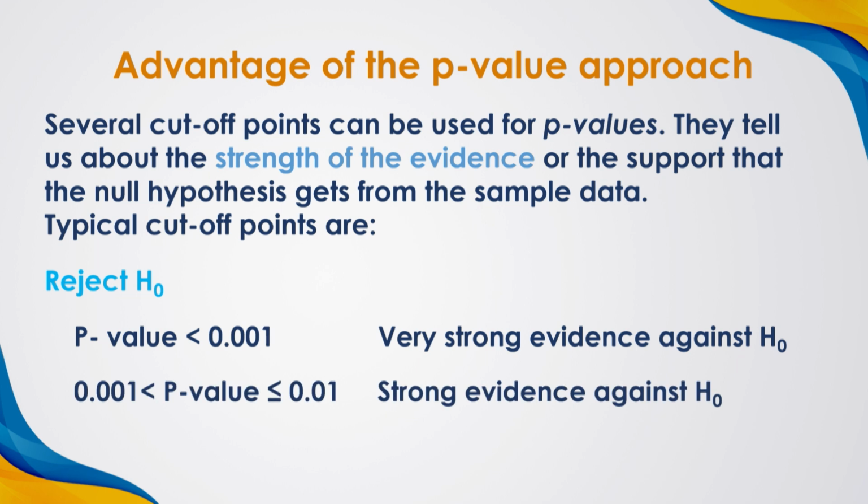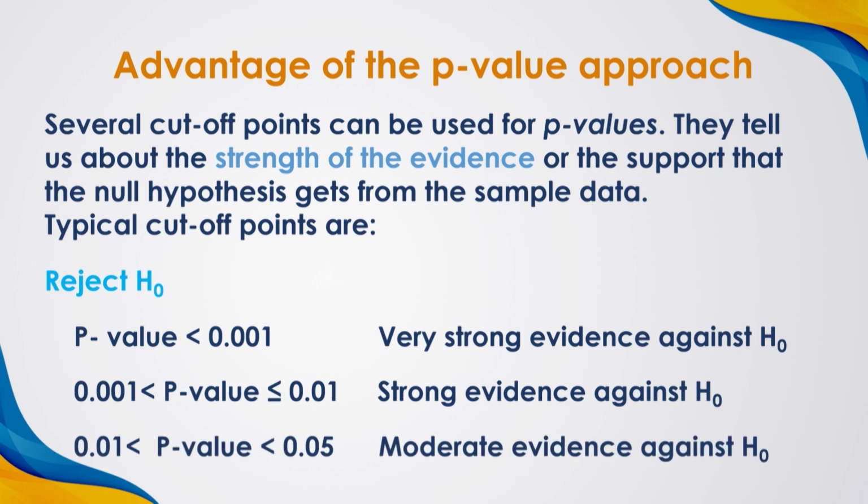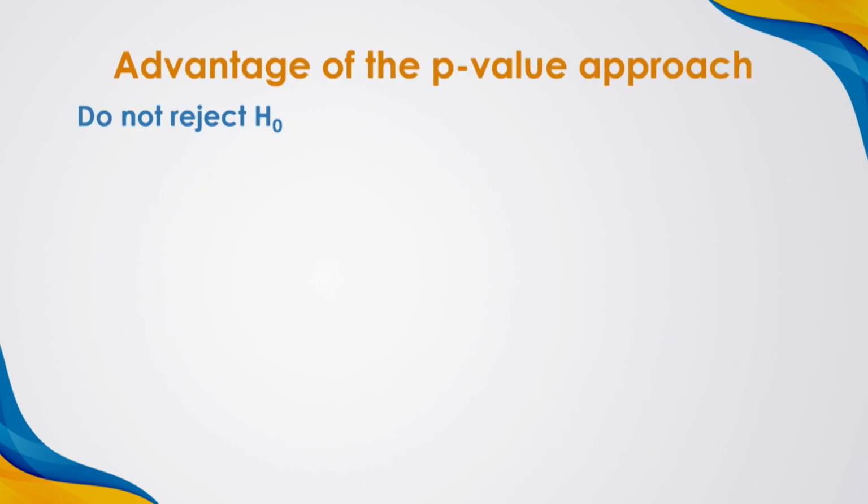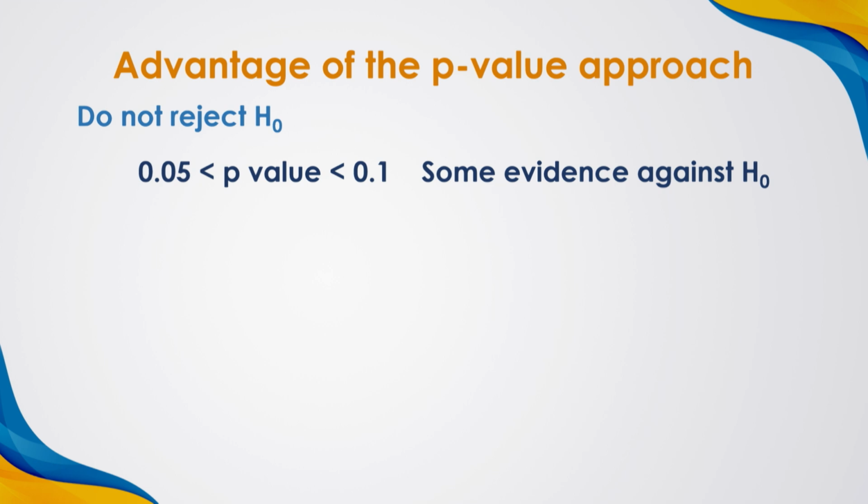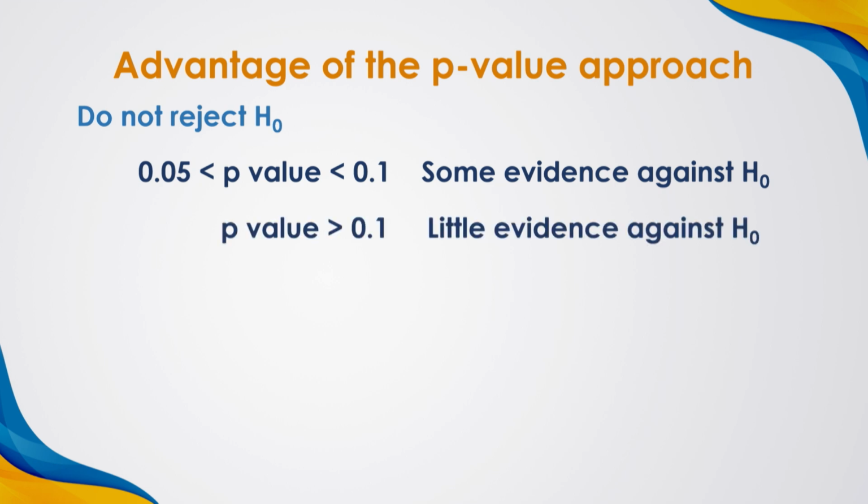When p lies between 0.001 and 0.01, strong evidence against H0. When p lies between 0.01 and 0.05, moderate evidence against H0. We do not reject H0 under the following cases. If p-value lies between 0.05 and 0.1, some evidence against H0. If p-value is greater than 0.1, little evidence against H0.